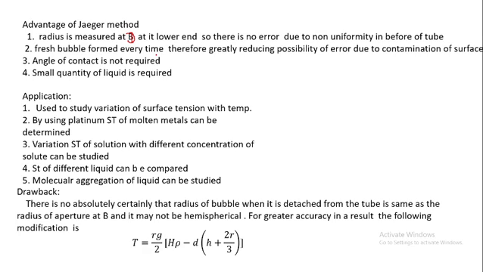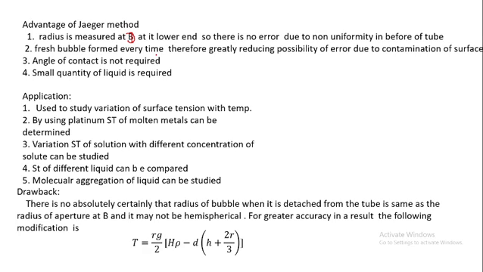Now what is the drawback of it? If there is an advantage and application, there is also one drawback. What is the drawback actually? There is no absolute certainty that the radius of the bubble which detaches from the tube is the same as the radius of the aperture. Means there is no 100% surety that the air bubble's radius is exactly the same as the radius of your capillary tube. So it may not be spherical.